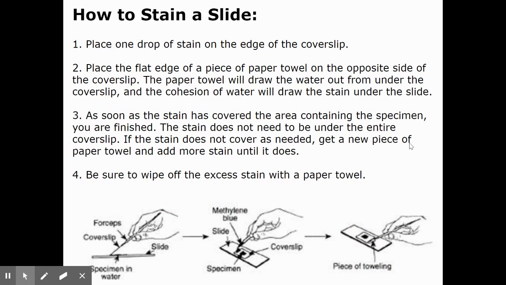All right, if we need to stain a slide with iodine or some other stain in order to be able to see it properly, you're going to take your slide that you've already created. Okay? You're going to place a little drop of stain on one edge. Then you're going to take the edge of a piece of paper towel on the opposite side and touch it to the opposite side of the cover slip. That will draw the water out from under the cover slip, and it will pull the stain with it, and then the stain will attach itself to whatever the object is that you're looking at.